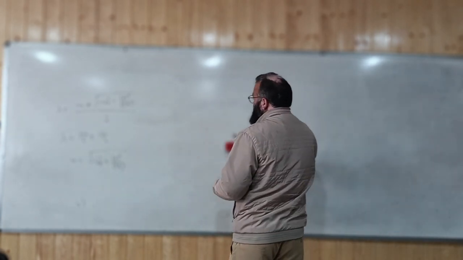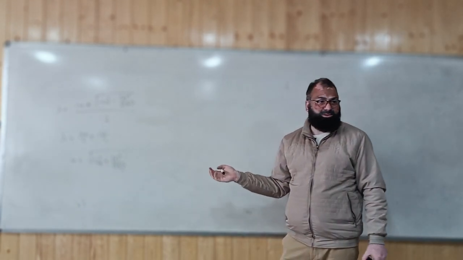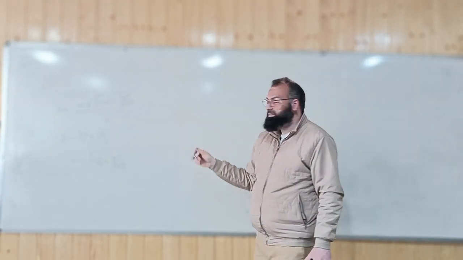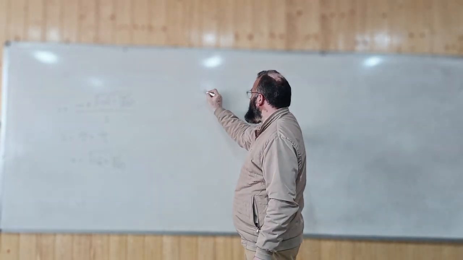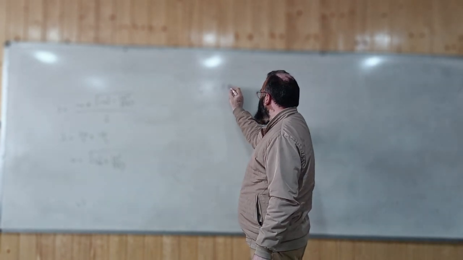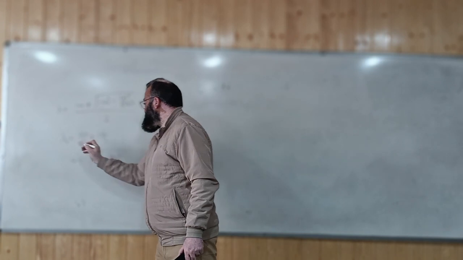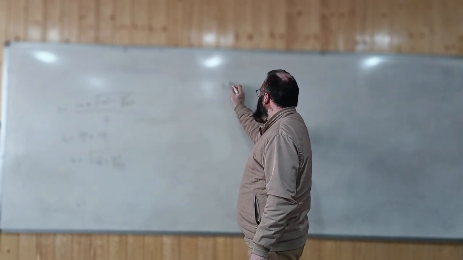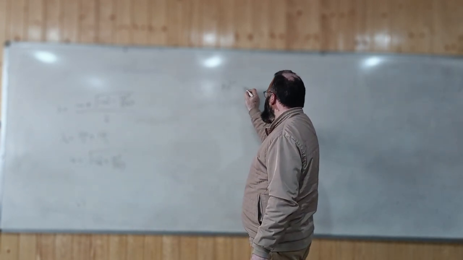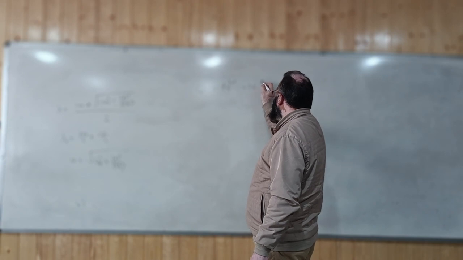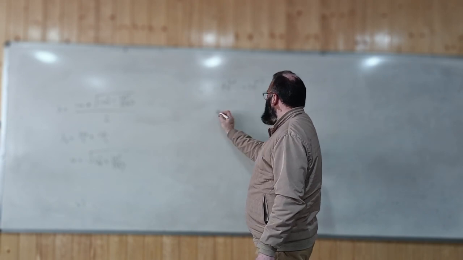How will I write the solution? Simply. If you know the roots of the equation, how will you write it? So C_B(t) will be simply A e^(λ+ t) + B e^(λ- t). Clear?